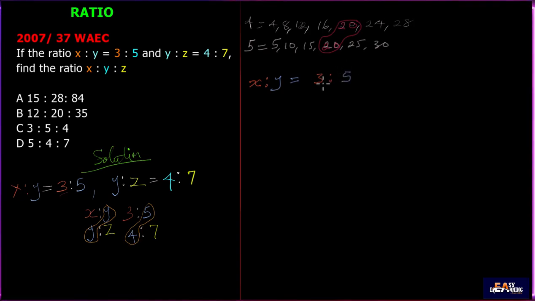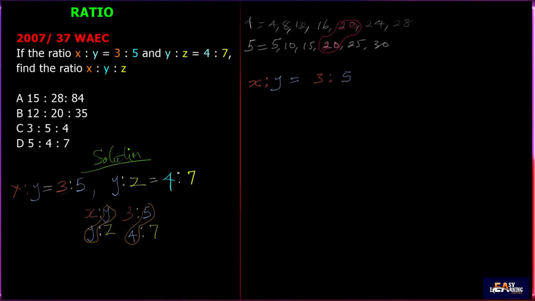So for this one, we are going to convert. We have 20 here. Now, what we are going to find out is which number we multiply with this 5 to give us 20. That number will be 4. So we are going to multiply everything here by 4.